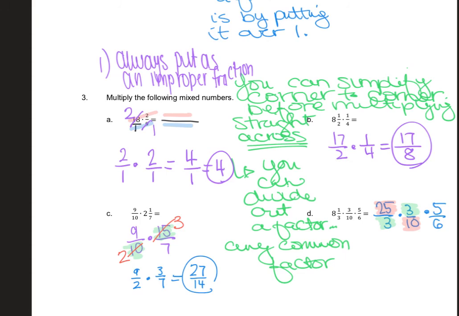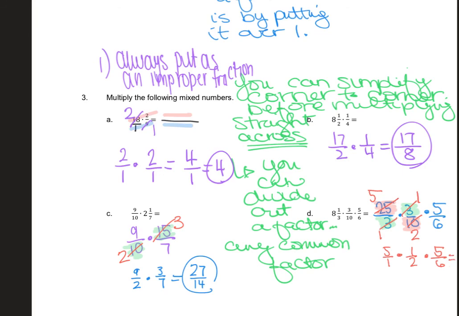So 25 and 10 have a common factor of 5. So 25 divided by 5 is 5, and 10 divided by 5 is 2. 3 divided by 3 is 1, and 3 divided by 3 is 1. So right now I have 5 over 1 times 1 over 2 times 5 over 6. Okay, so I can't simplify the 5 and the 5 because they're both on top. And I can't simplify the 2 and the 6 because they're both on bottom. So you can only simplify if one's on top and one's on bottom.